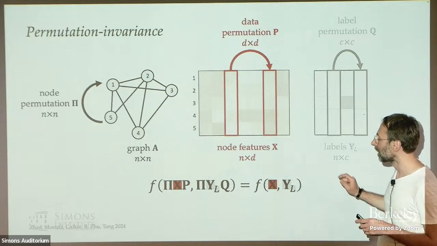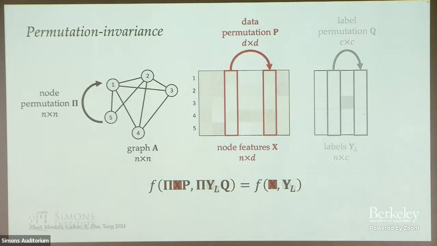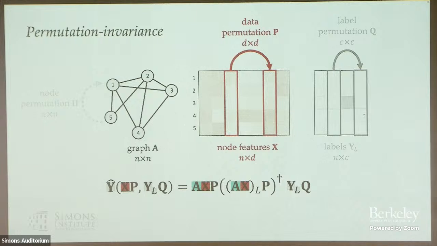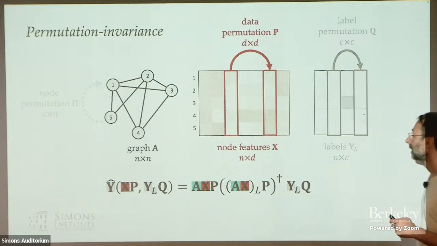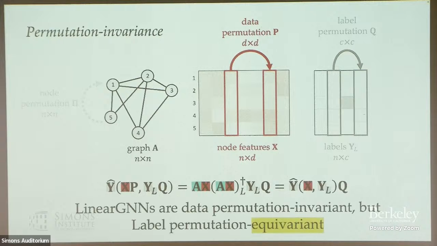So the permutation invariance now is with respect to all the 3 transformations, right? So permutation of the nodes, of the features, and of the labels. The permutation of the nodes is given for granted, because by design the graph neural network is invariant to the node permutation. But the other properties, permutation of the data and permutation of the labels, are something that we need to check. So for our simple linear model, we can actually see that it is invariant to the data permutation, but it is equivariant with respect to label permutation. So everything is multiplied by this matrix Q.